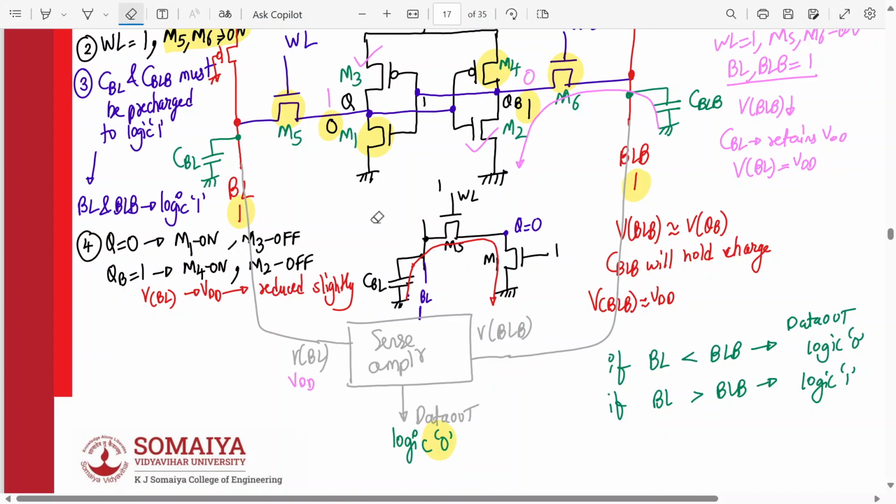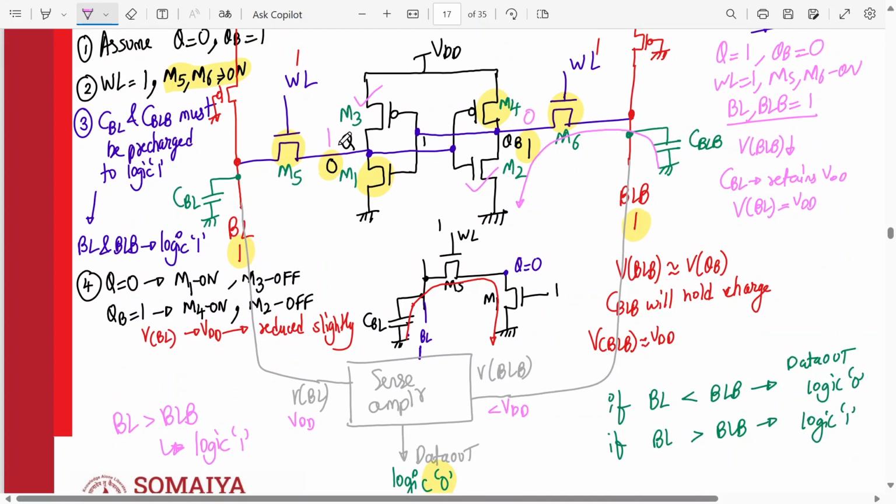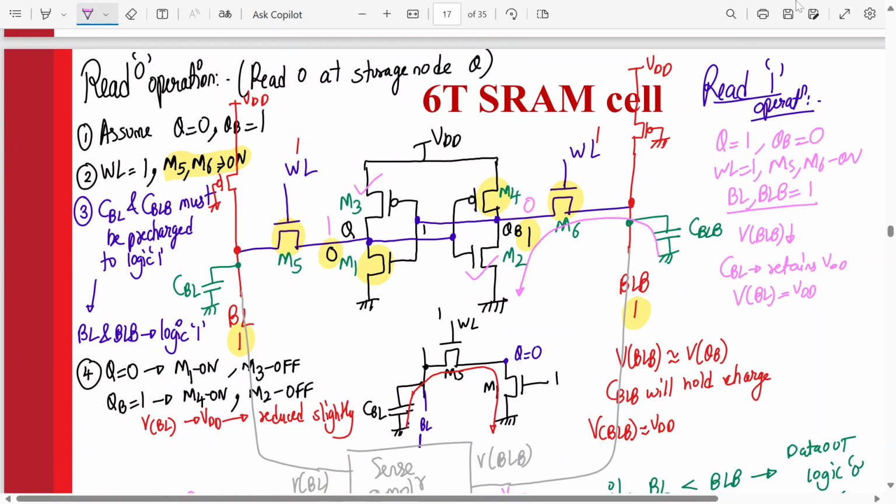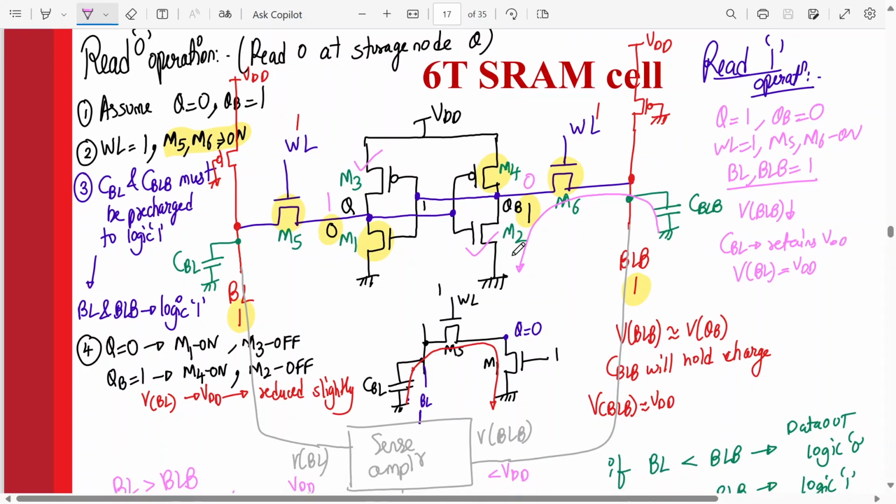So what will be the output now? Tell me. Here BL is greater than BLB. So what will be the data output? Logic 1. See, BL is greater than BLB, so logic 1. Initially Q was storing logic 1, and now the sense amplifier is reading logic 1. So we have read 1 from the memory cell. Agree? Understood or no?